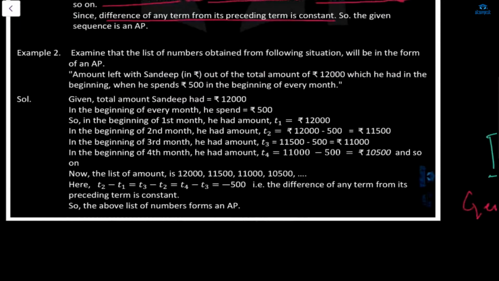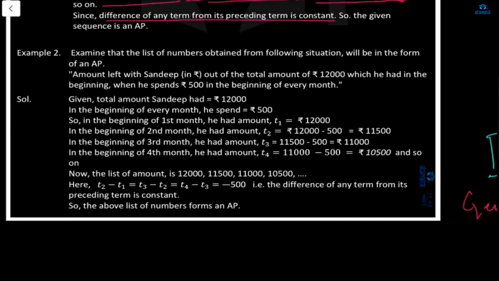Now, similarly, another question: examine whether the list of numbers obtained from the following situation is in the form of an AP. The amount left with Sandeep in rupees out of the total amount of 12,000 which he had in the beginning, when he spent 500 rupees at the beginning of every month. So we need to check if this situation forms an AP or not. The total amount Sandeep has is 12,000 rupees, and at the beginning of every month he spends 500 rupees.